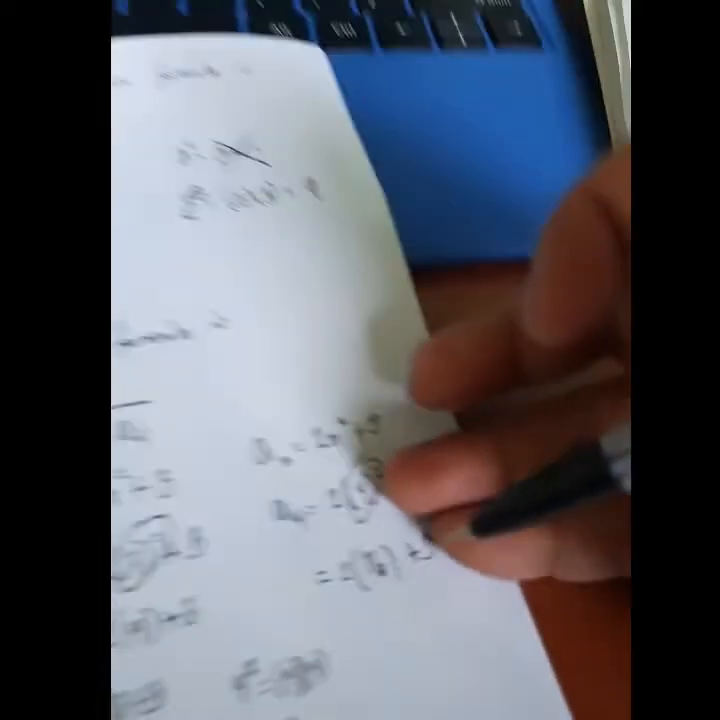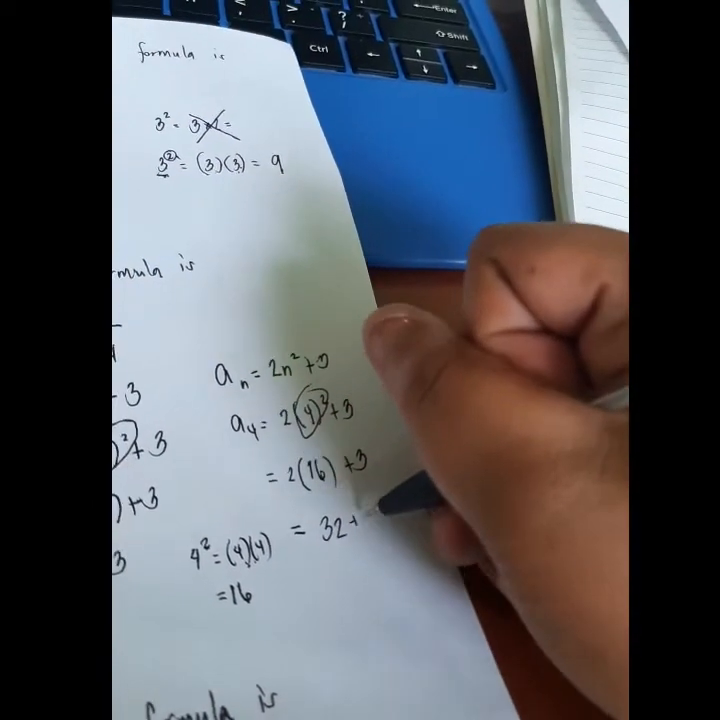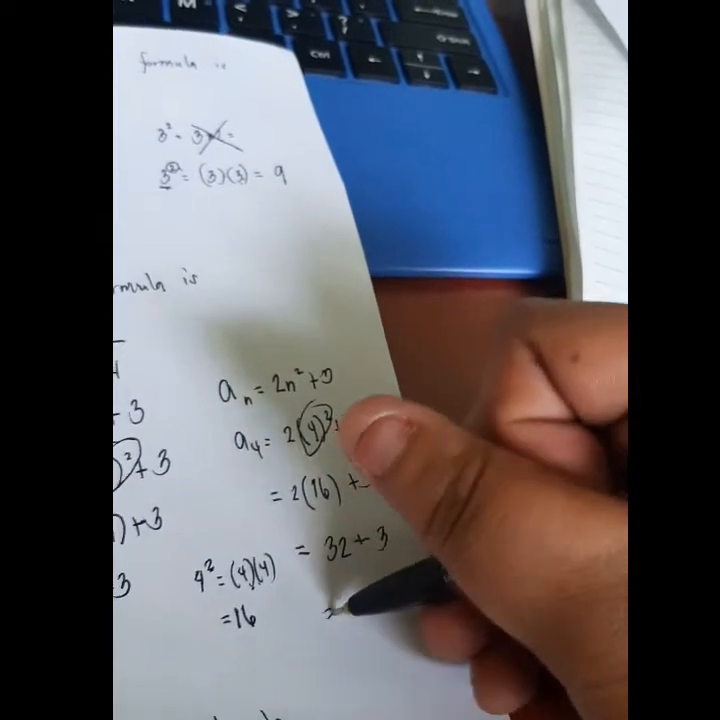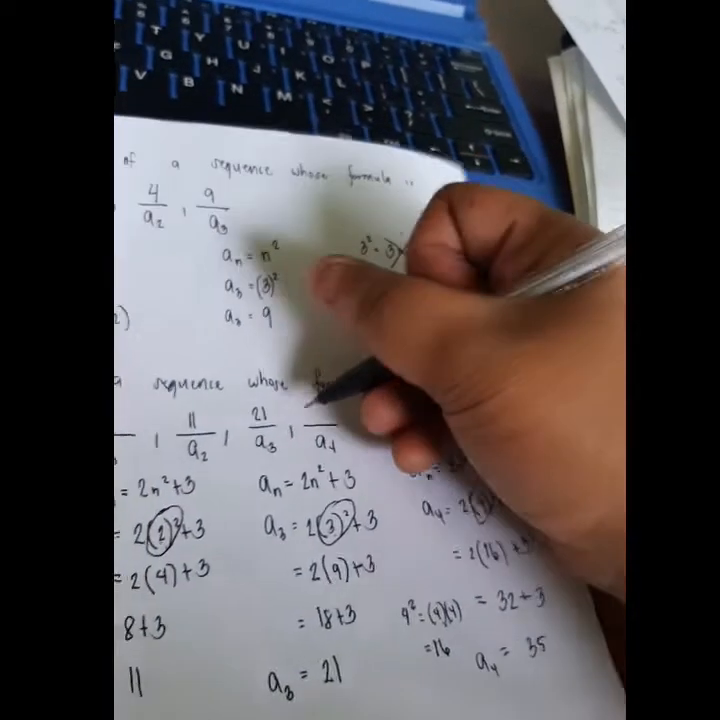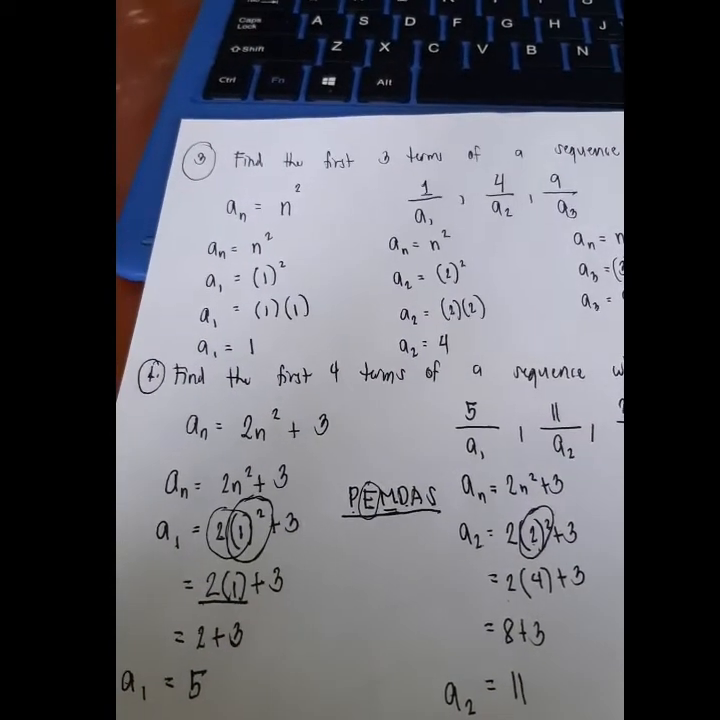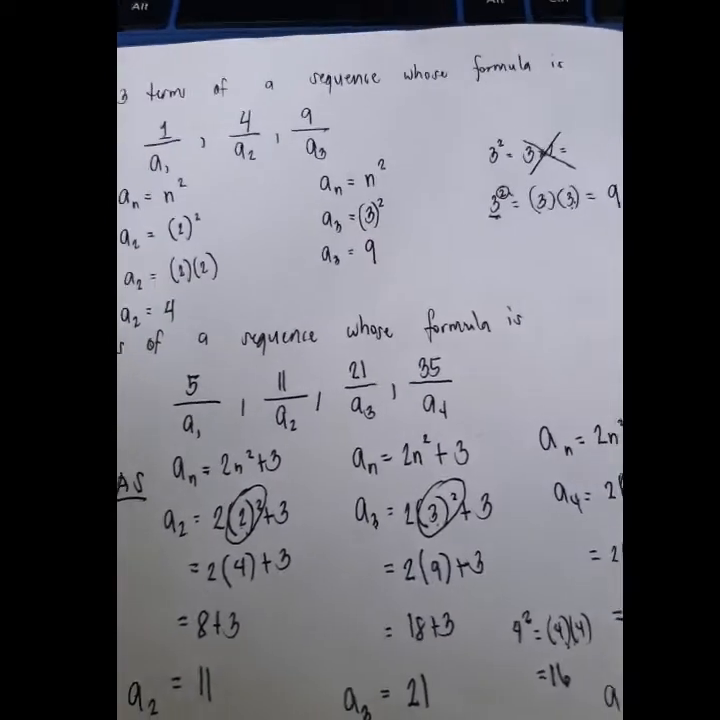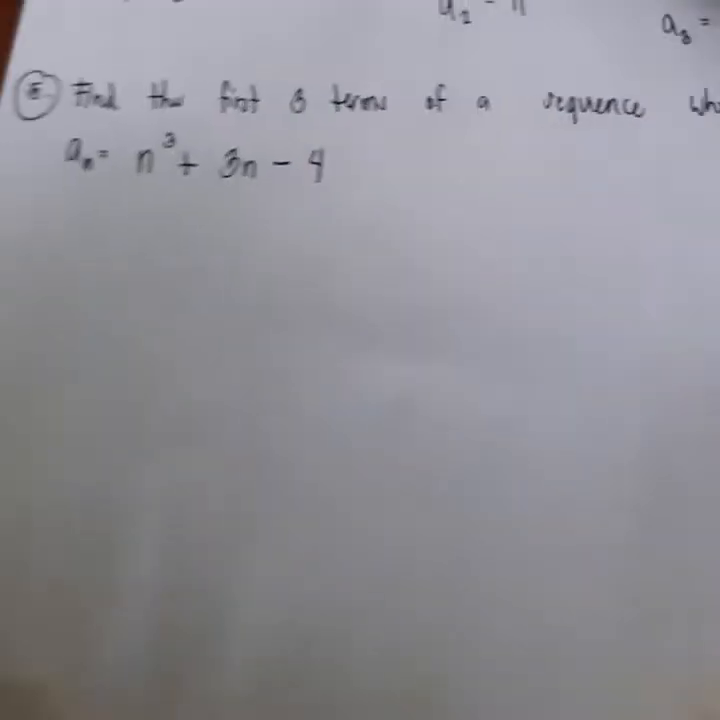plus 3. And 2 times 16, we're going to have 32 plus 3. And the answer is just equal to 35. That will be the last term. So, the first 4 terms of a sequence whose formula is 2n squared plus 3 are 5, 11, 21, and 35. Let's have the last example.